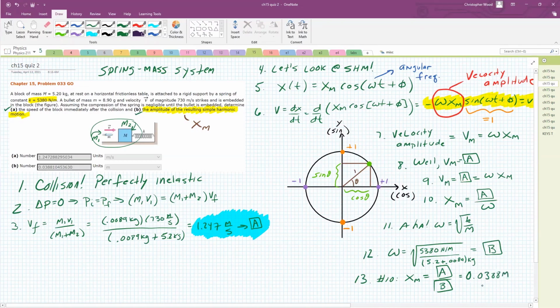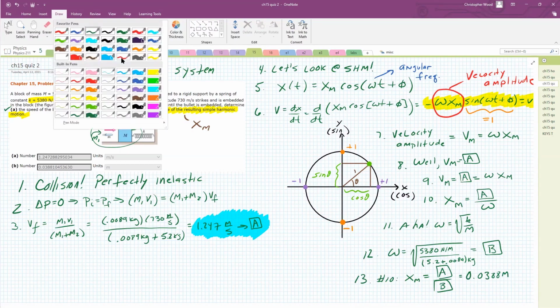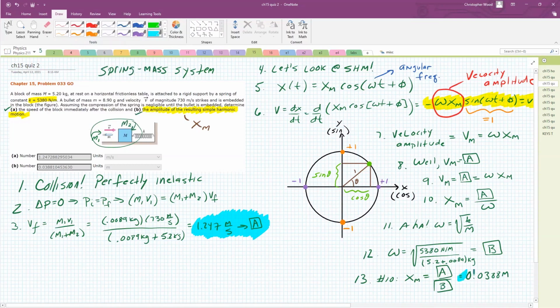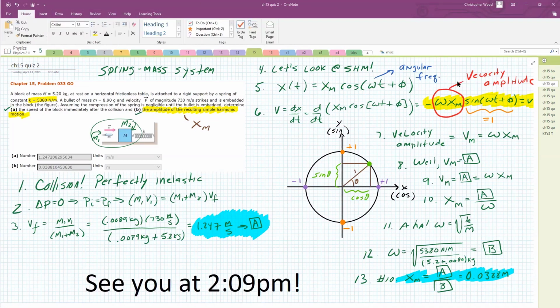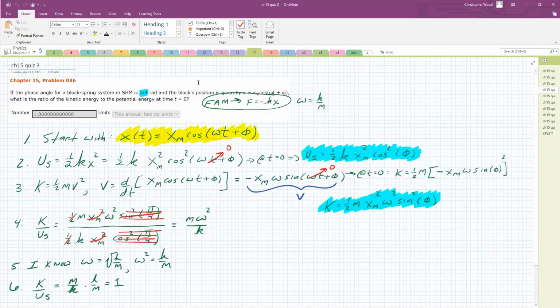There it is. Another momentum and more momentum in simple harmonic motion, but this gave me a chance to rant a little bit about velocity, amplitude, and the unit circle, all very recyclable topics. So that is, it's 2:02. So I will see you at 2:09. And we're back. Chapter 15, quiz 3 is next.